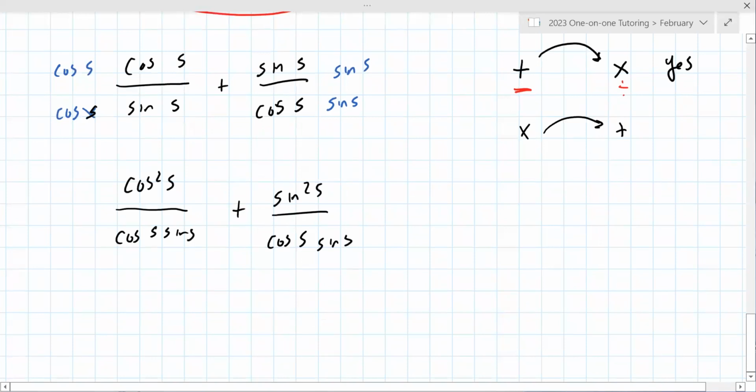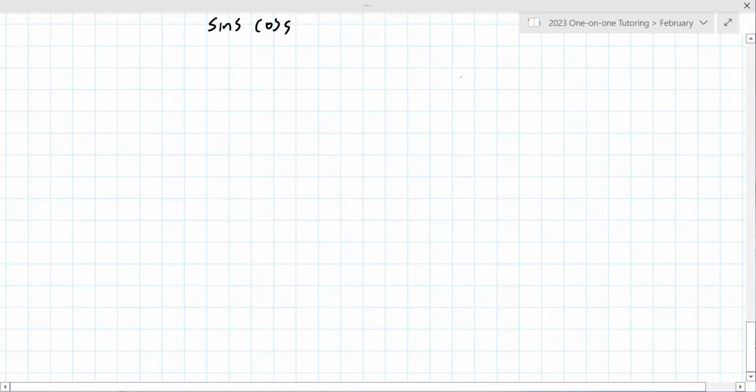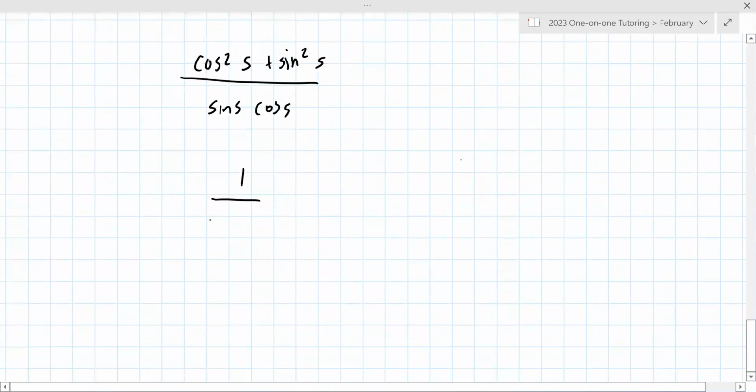Now you can make it one fraction up top. So cosine squared s plus sine squared s over sine s cosine s; sine usually comes before cosine, so you're going to do it that way. And then you should say, oh, I've got squares. That's probably a Pythagorean identity. Oh, so the top would just equal 1. That's right. And that's really helpful. The top is 1.